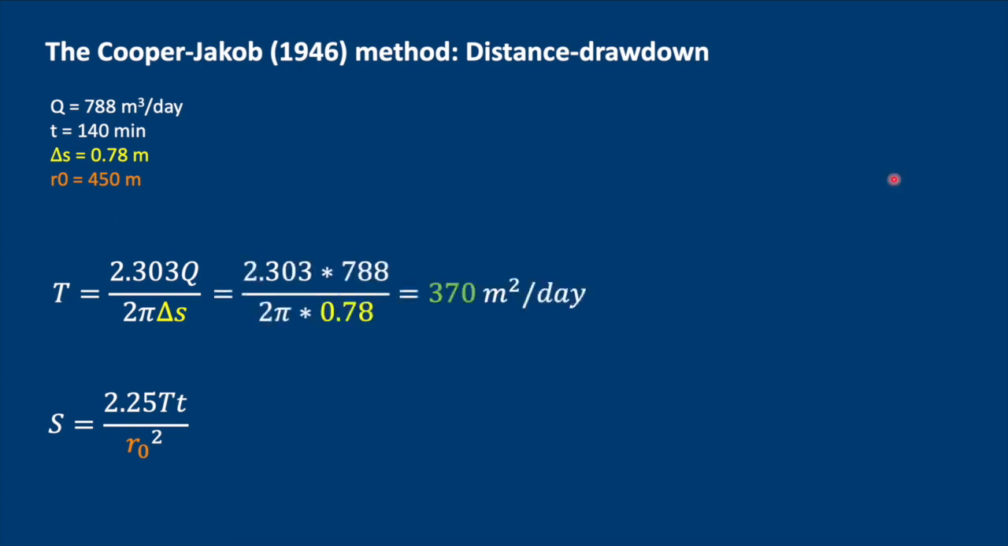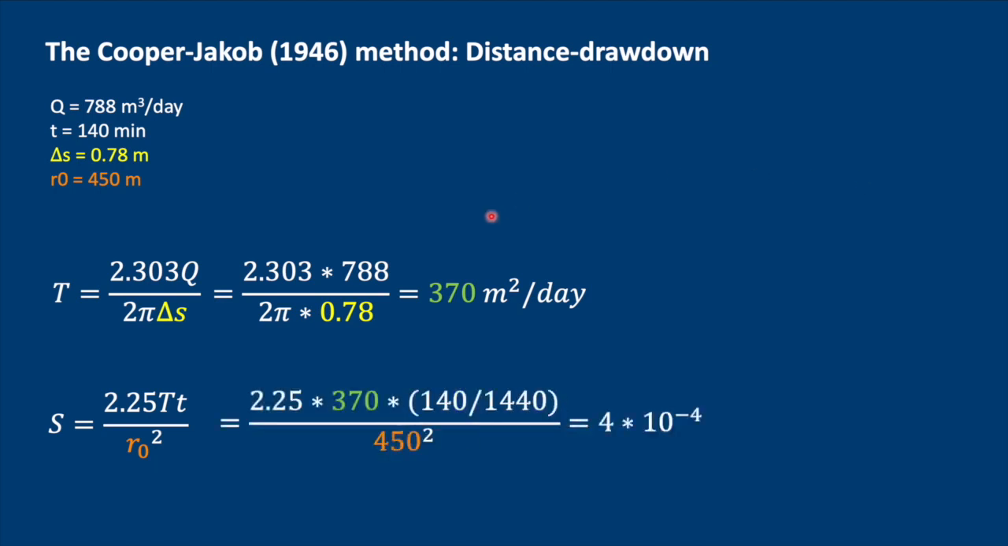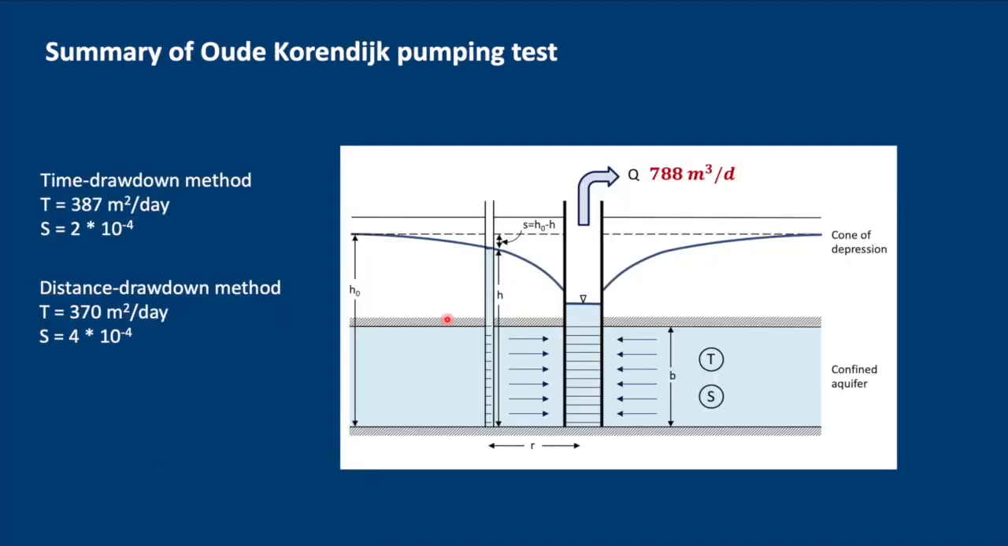As with the time drawdown method, we need to calculate the transmissivity first and then plug it into the equation for storativity. And we get 4 times 10 to the minus 4 and 370, which is a little bit less than what we got for the time drawdown method. Now, we only have 2 data points for this distance drawdown method, which is not very good, so it's better if we use the data from the time drawdown method to calculate our aquifer parameters.